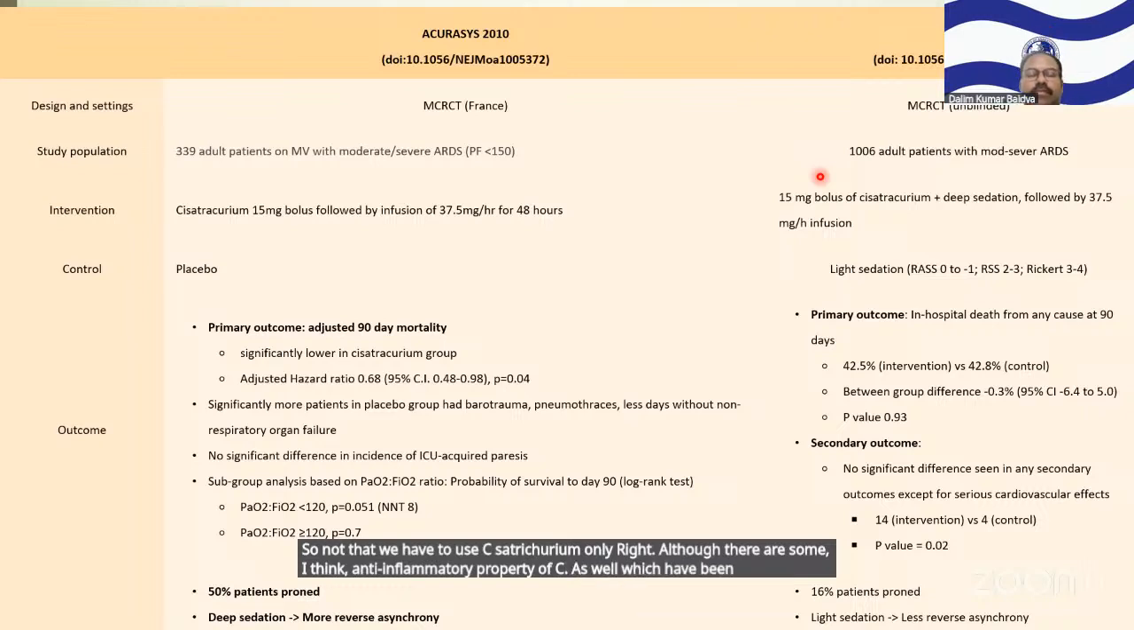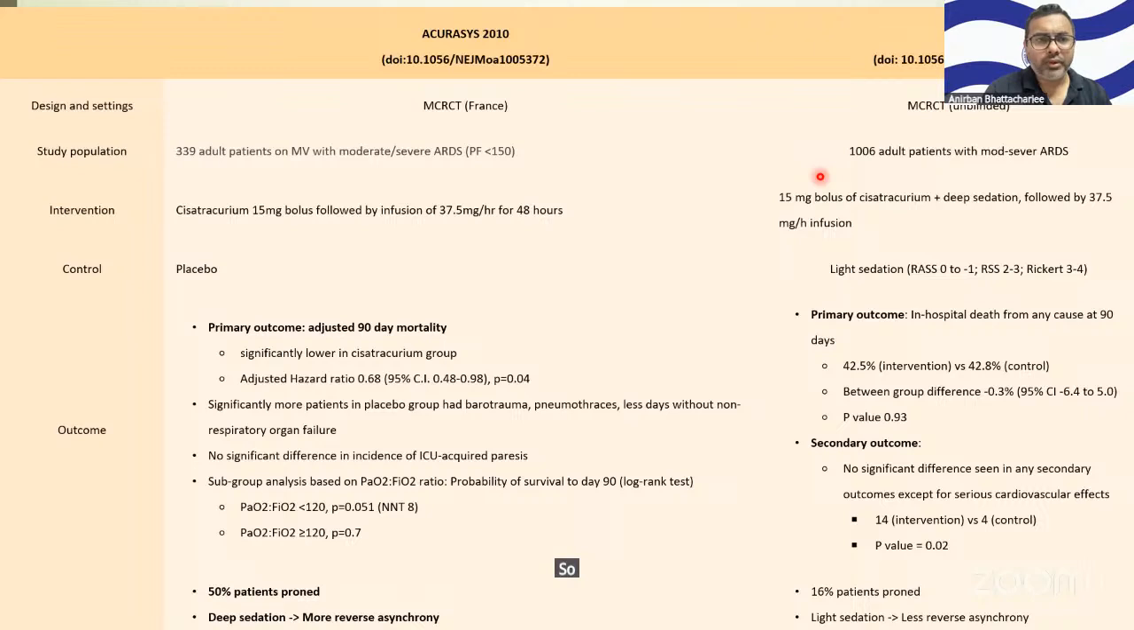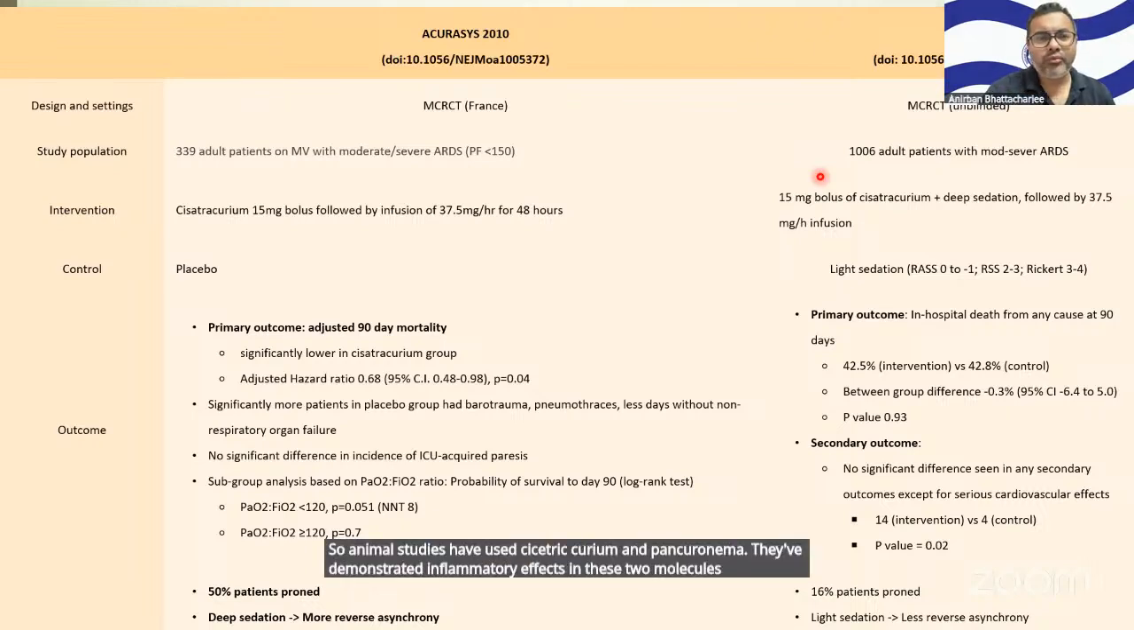Right. Although there are some anti-inflammatory properties of cisatracurium as well, which have been highlighted in previous studies. Animal studies have used cisatracurium and pancuronium. They have demonstrated anti-inflammatory effects in these two molecules. However, it's hard to say the other molecules will not have that. We do not know that.